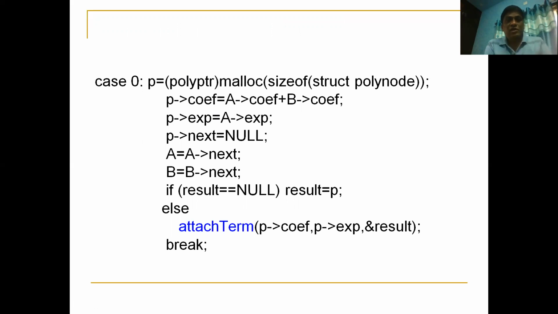And case 0 is if the exponent of polynomial A is equal to exponent of polynomial B. Then what we do is we add up the coefficients, and then P exponent is equal to A exponent. Exponent is going to be same. Either you can use A exponent or B exponent. Any of them is okay.